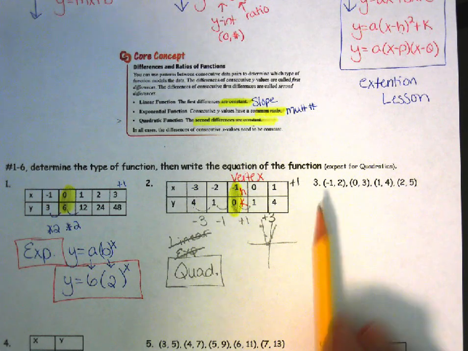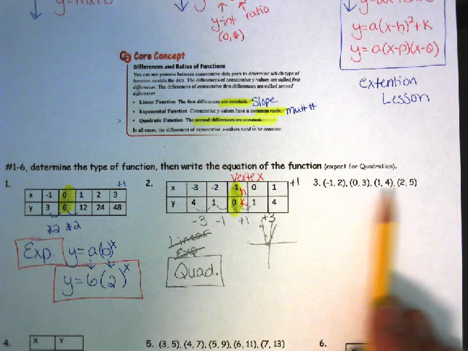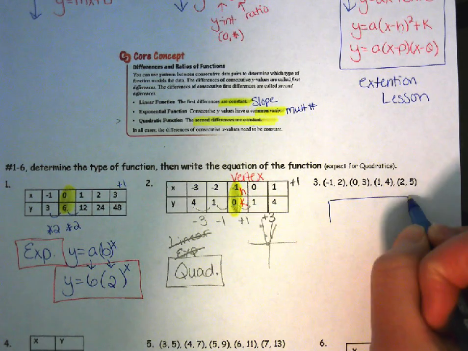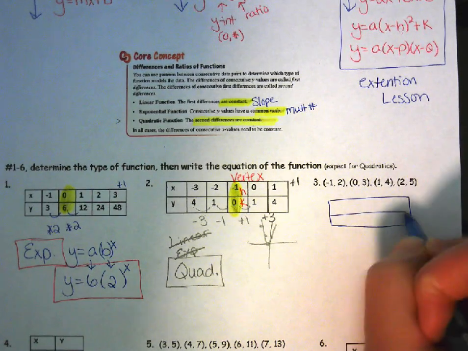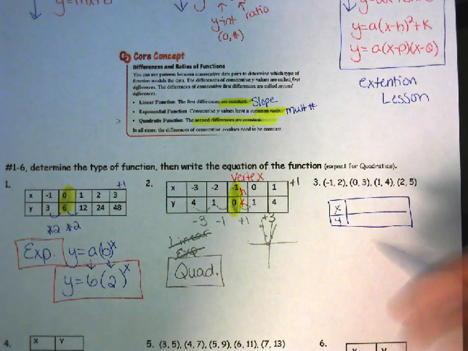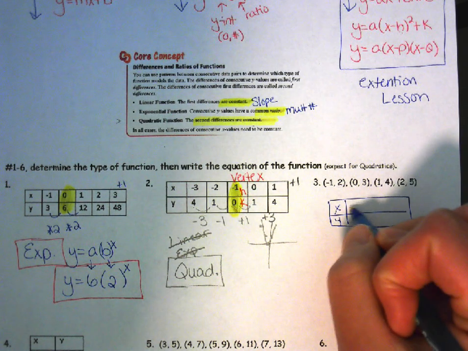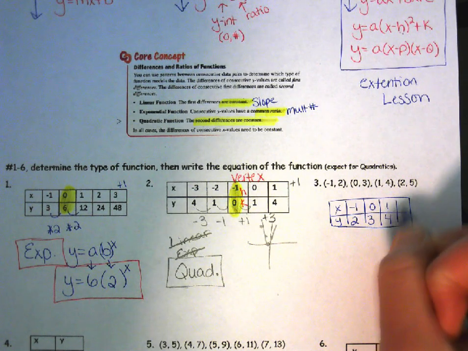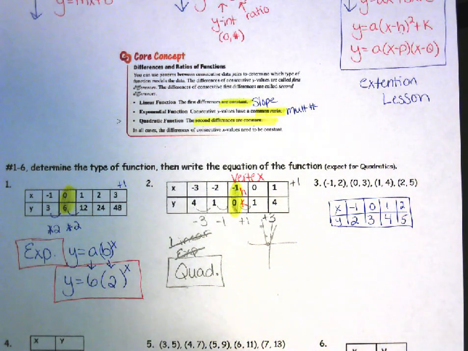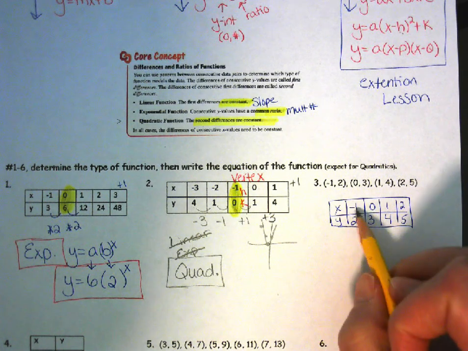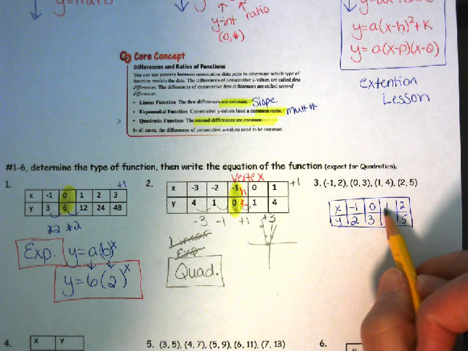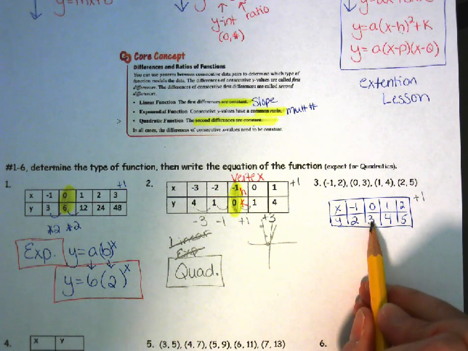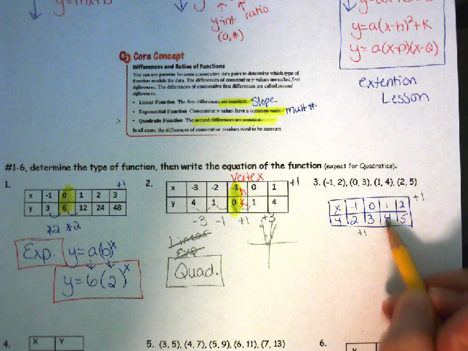If your eyes do not like the way this is written, you can always rewrite it into a table. Some people really like the table form because it just helps their eyes and their mind process it. So you can change this: -1, 2, 0, 3, 1, 4, 2, 5. Okay, now let's look at the x's. Up 1. Yep, that's looking good. Up 1. Let's look at the y's. Up 1. Up 1. Up 1.